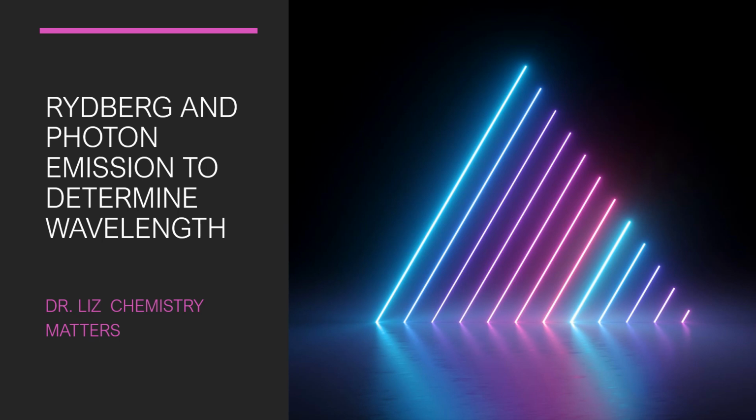Today's topic is the Rydberg equation and how we can use that to calculate the energy of photon emission. If we know the energy of photon emission, we can further use that to determine the wavelength of that photon at any region of the electromagnetic spectrum.